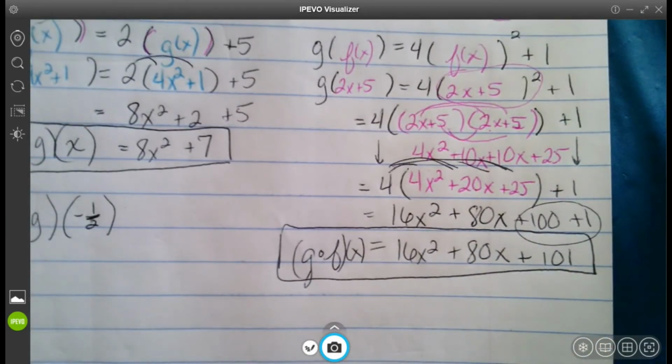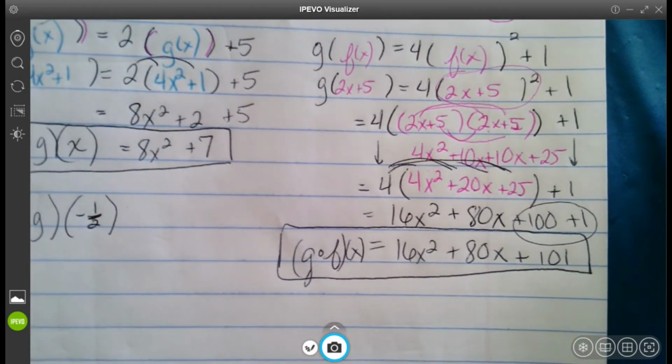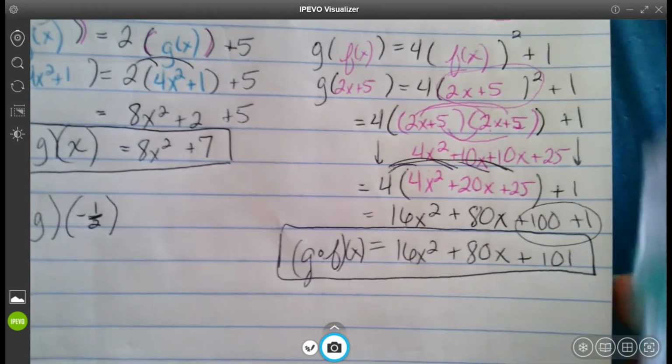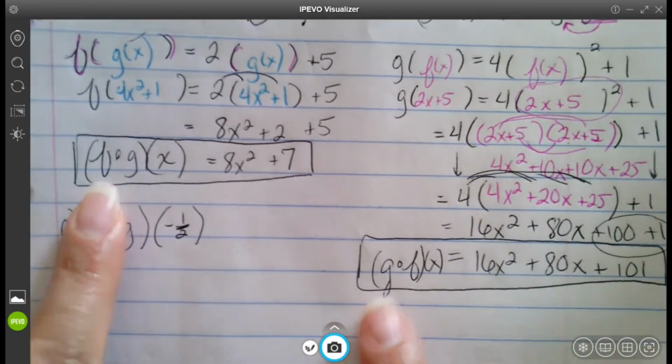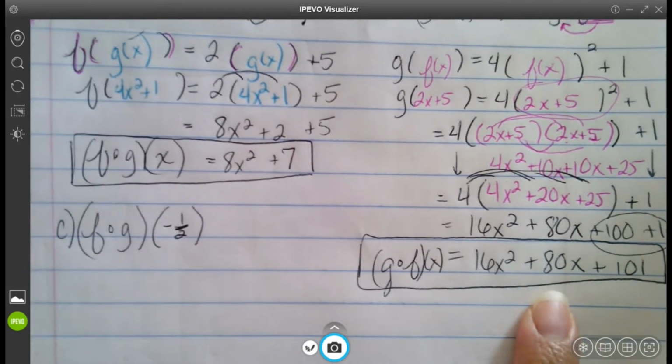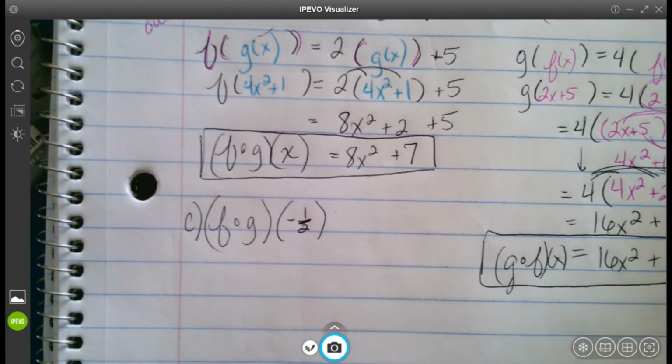Okay. And that's it for that. So you can see that these two are very different, and that is probably going to happen most of the time. The composition of one function of another, flipped backwards, when we flip these, are hardly ever the same thing. Okay. Let's go ahead and do part C now. This is the last one. So this is saying f of g of -1/2.